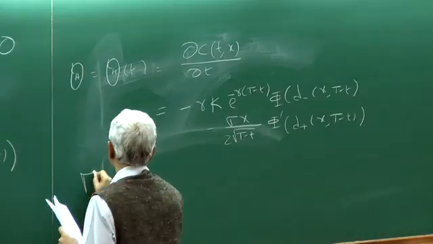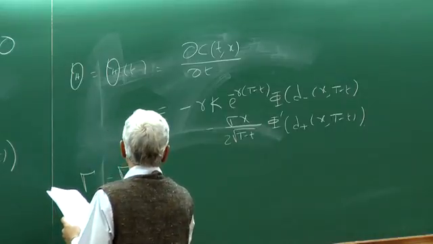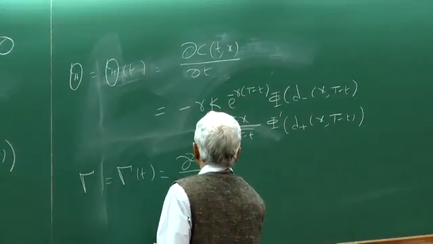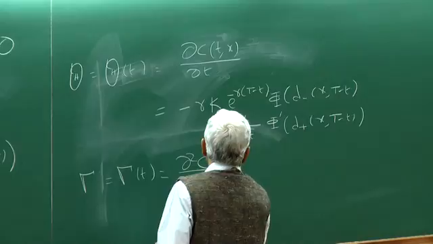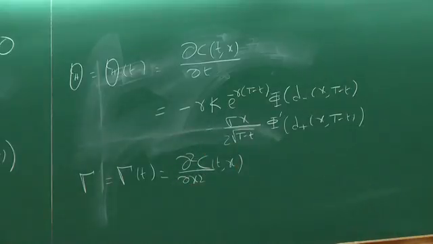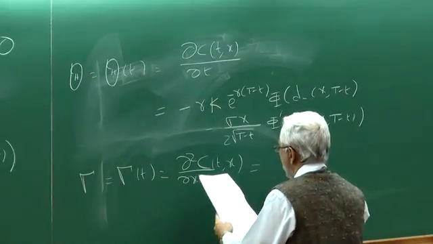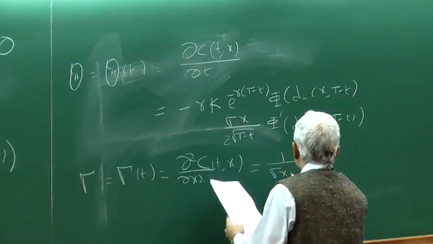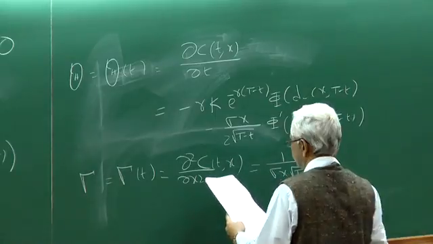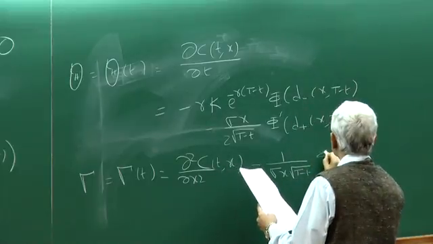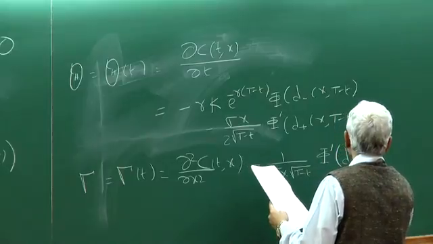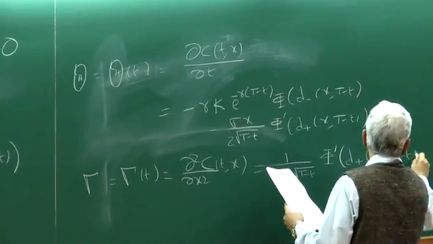Gamma, equal to gamma t, equal to, this is the second derivative, for a fixed t, with respect to the stock price, and this is equal to, if you calculate, this will come out to be 1 over sigma x square root of t minus t, phi prime of d plus of x, t minus t.